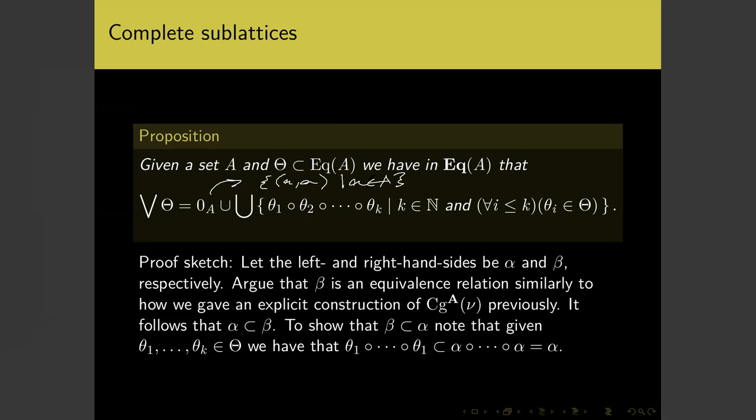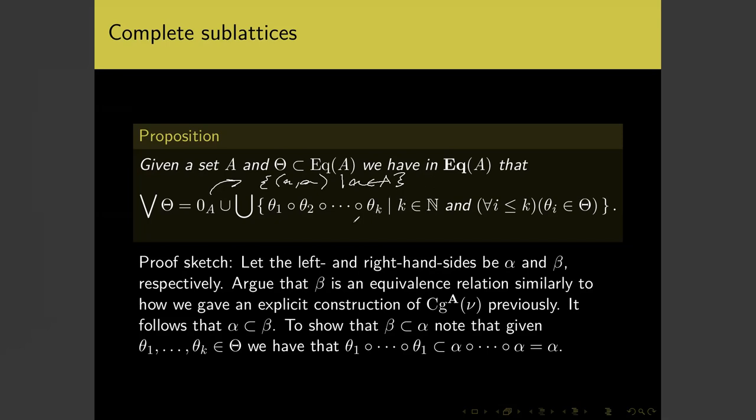And then we're going to union that with this large union of these relative products of theta_1, theta_2, up through theta_k, where we can take any number k of little thetas which belong to our family big Theta. So basically, we're going to form all of these different possible relations by taking the relative product of any finite number of little thetas in our family of equivalence relations that we started with. And then we're going to union all of those together and also stick in this diagonal or zero relation.